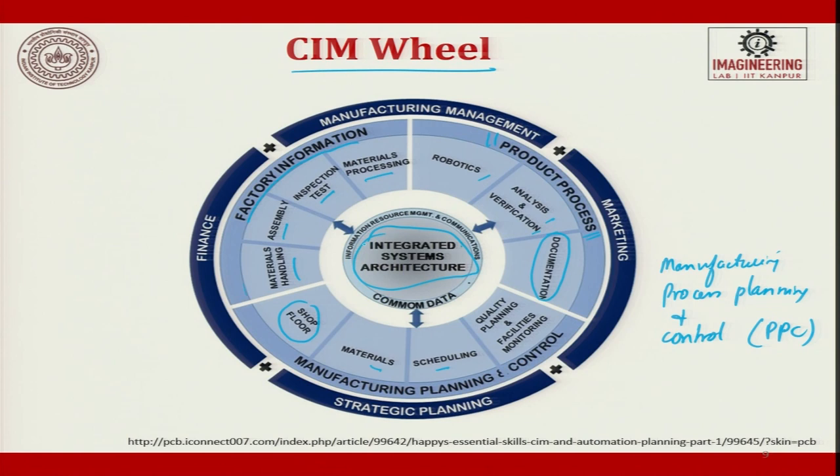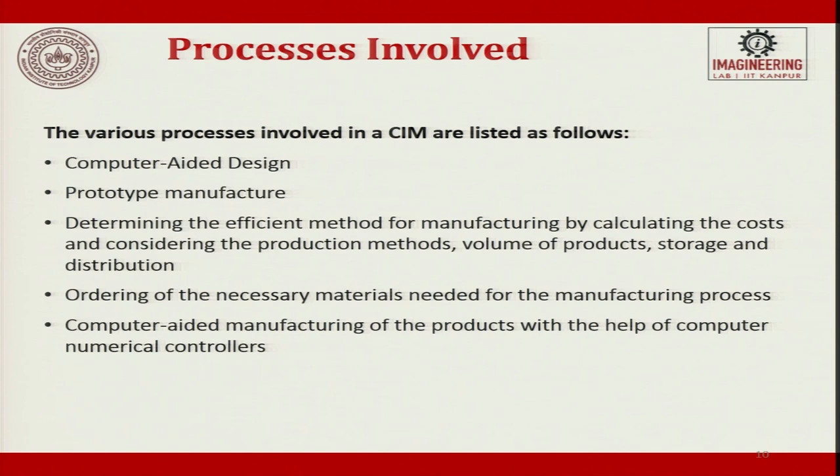This entire process, or the entire drawing, is called the SIMS wheel. The processes generally involved in SIMS are computer aided design and prototype manufacturing. They determine the efficient method for manufacturing by calculating the costs and considering the production method, volume of products, storage and distribution. Then ordering of the necessary materials needed for the manufacturing process, and computer aided manufacturing of the product with the help of computer numerical controls. So, these are the various processes involved in SIMS: computer aided design, prototyping, manufacturing, material handling, and numerical control machines.